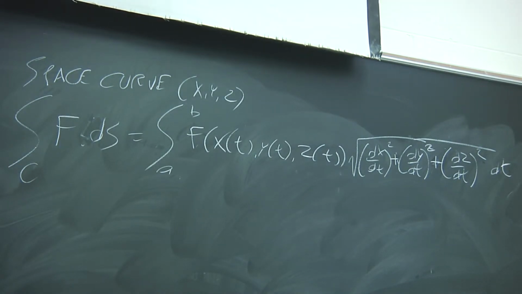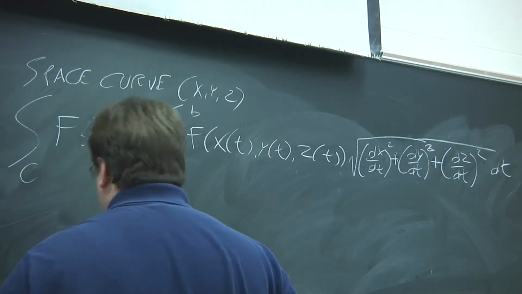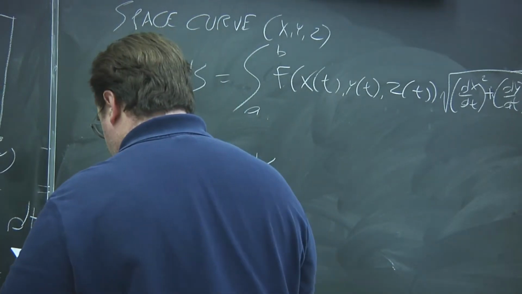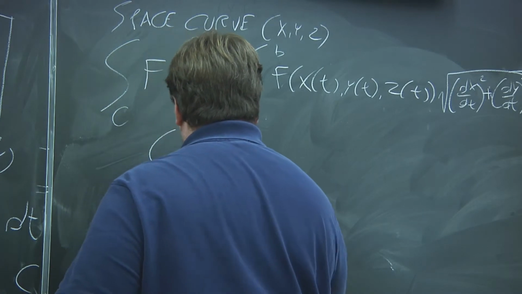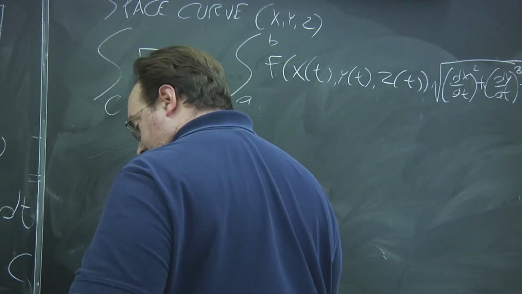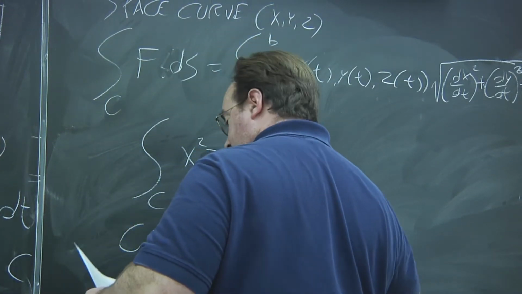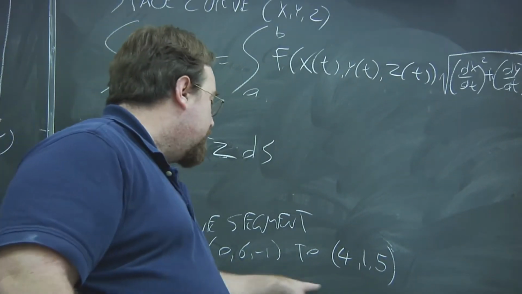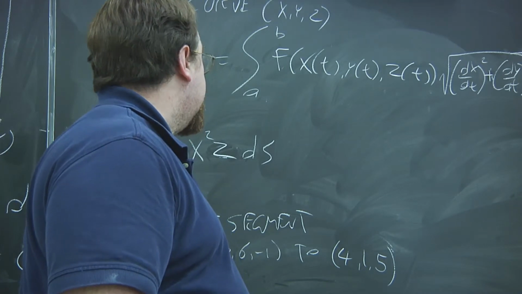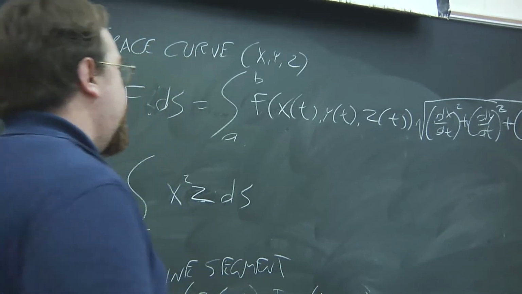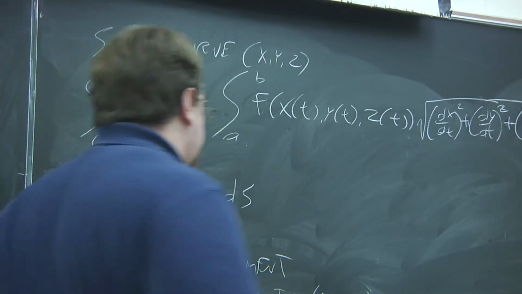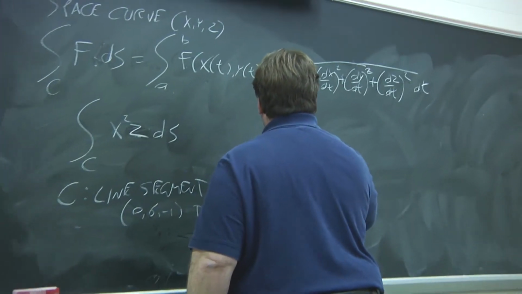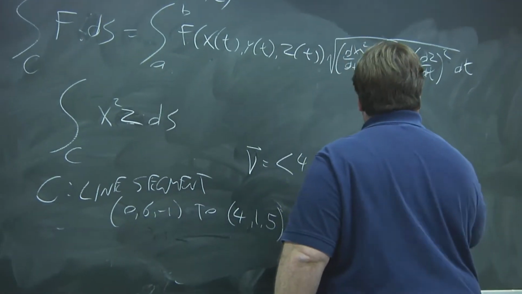Alright, so let's do one of these. Well, actually, we'll do two of these. So suppose the function we're going to integrate over a curve is x squared z, and the curve is a line segment from the point 0, 6, minus 1, to 4, 1, 5. So what we need to do is come up with a parametric representation of this line segment, and then we can put the integral in this form with the functions x of t, y of t, z of t that we get. So to do that, we'll define a vector v to be the difference between these two points, 4, 1, 5 minus 0, 6, minus 1.